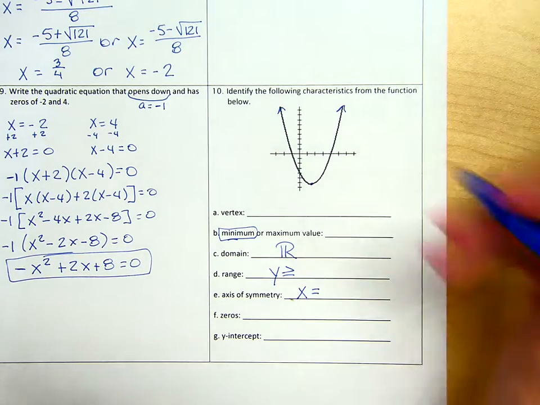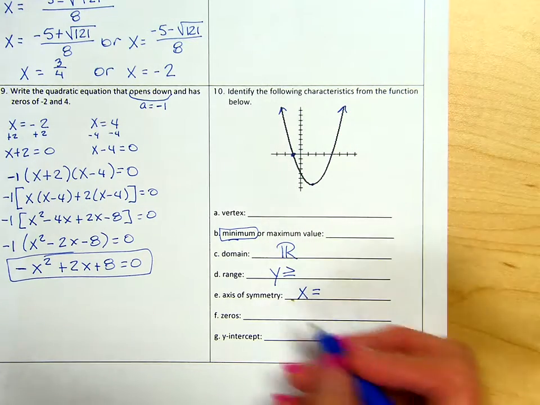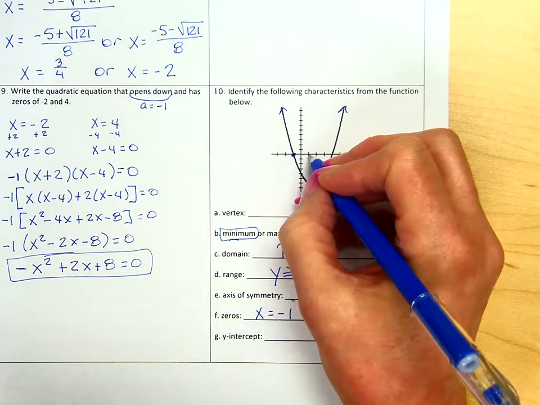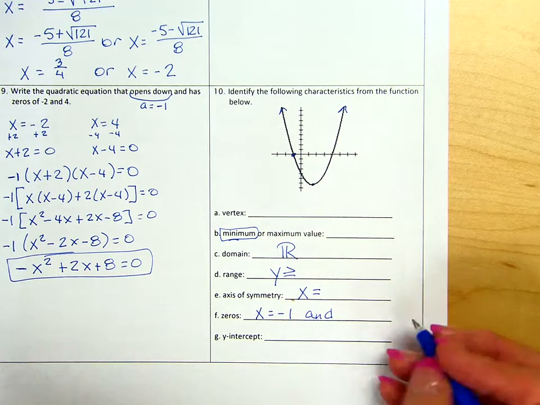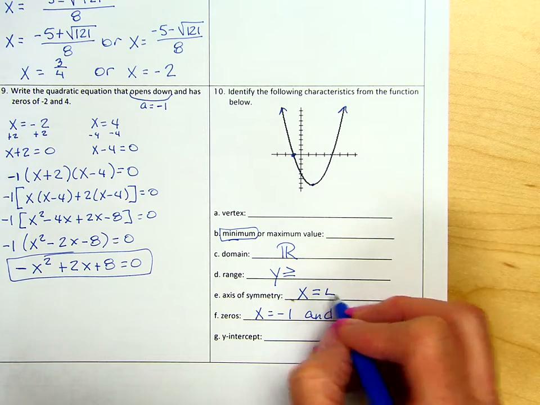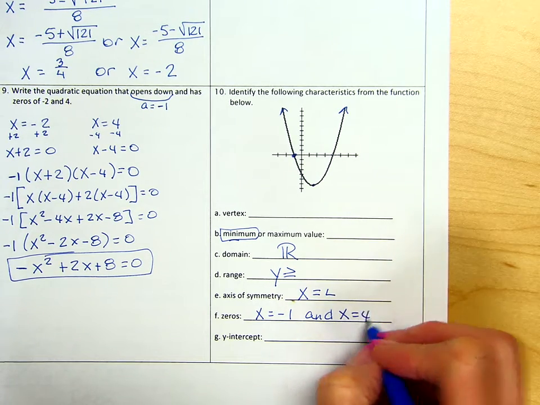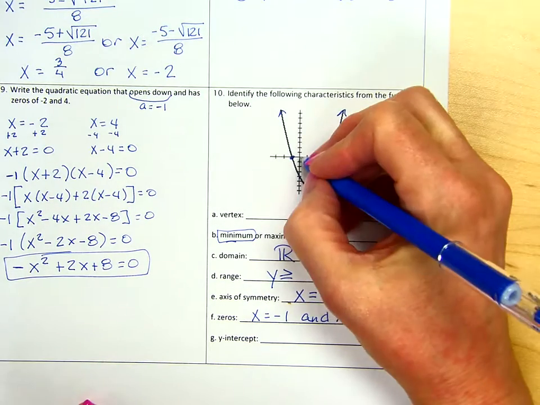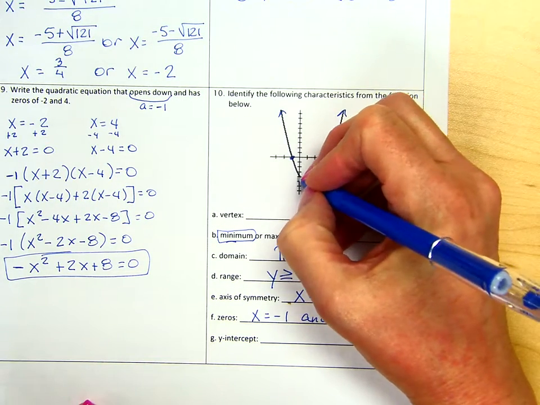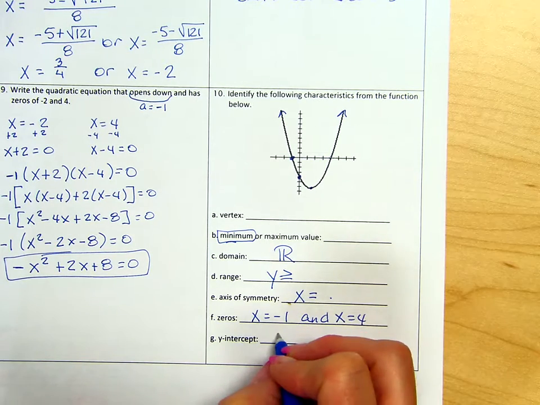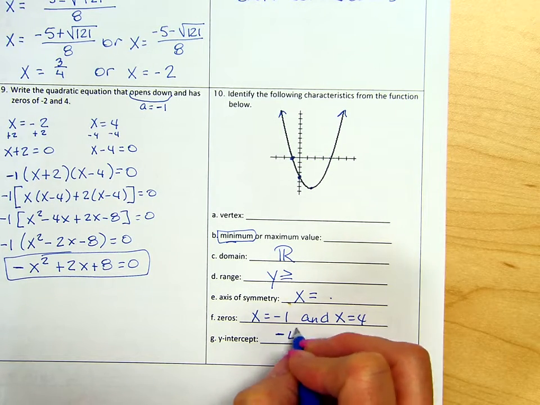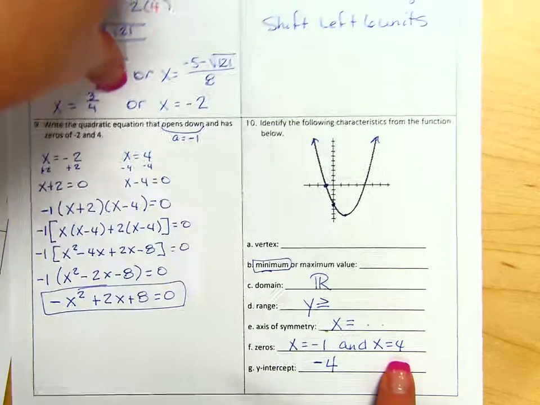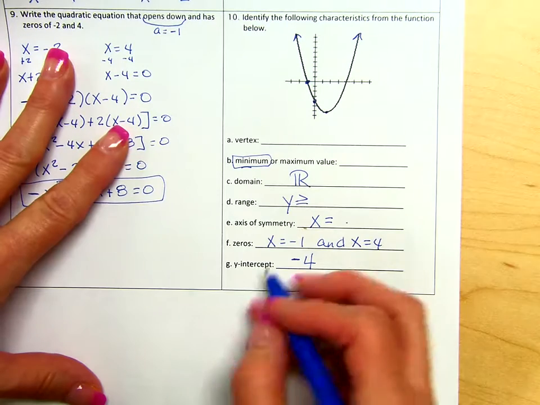My zeros, I can go ahead and get my zeros. I see a 0 here at -1. And I have another one over here at 1, 2, 3, 4, at x equals 4. My y-intercept is 1, 2, 3, 4. It's down here at -4. So what I'm going to do then is take these, turn them into factors.